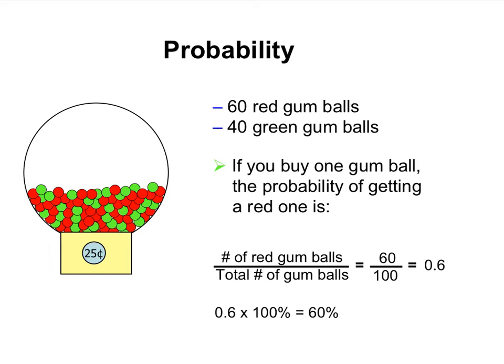So let's take a look at an example here. You have 60 red gumballs and 40 green gumballs. If you buy 1 gumball, what's the probability that it's a red one? There are 60 red gumballs out of a total of 100 gumballs, because 60 plus 40 is 100. So you have a 60% chance, or 0.6. When you do the division, you have 0.6, and 0.6 times 100% is 60%. Now, I did this on the board with you.